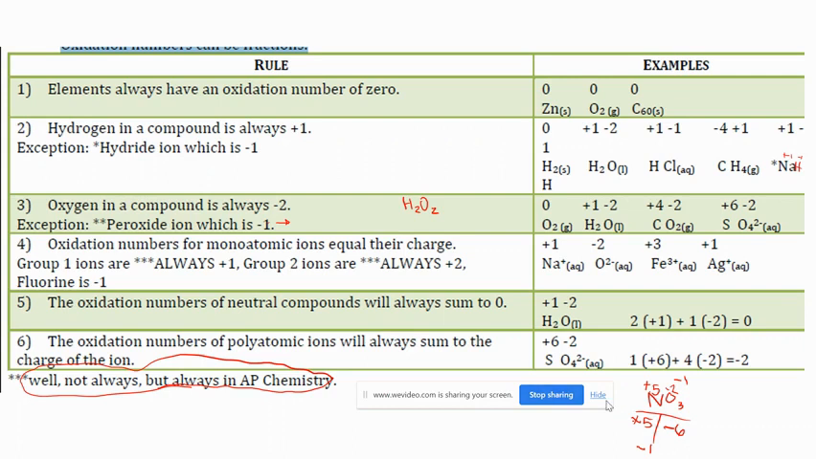Where did the negative 6 come from? Oxygen's always a minus 2, and I have 3 of them. So minus 2 times 3 is a minus 6. My overall charge of the nitrate is a minus 1, which means this side has to be a plus 5. I only have one of them, so the nitrogen has to be a plus 5.